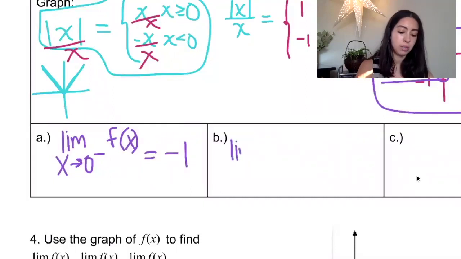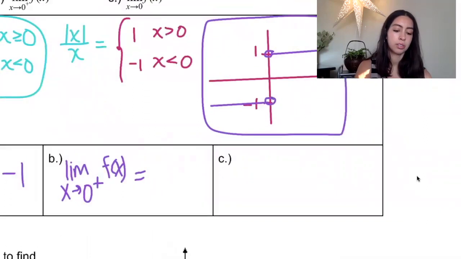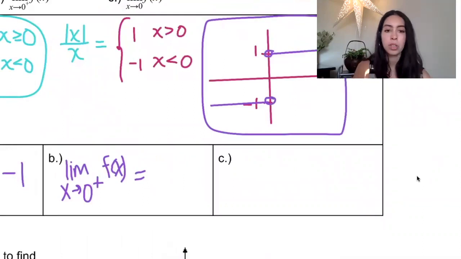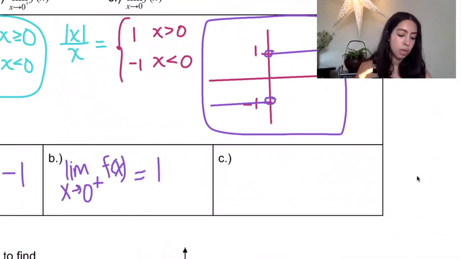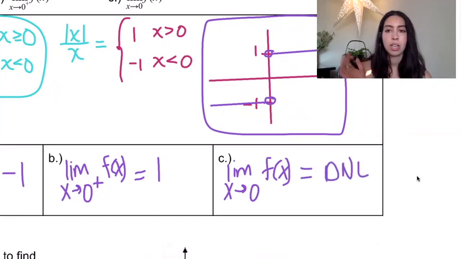Now the limit as x approaches 0 from the right side of our function here, I'm going to follow the path of the function from the right to x equal to 0, and that has a y value of 1. So now from the left side, my limit is negative 1. From the right side, my limit is positive 1. So what is my limit as x approaches 0 in total? Well, if the limit from the left is one value and the limit from the right is a different value, then the limit does not exist.